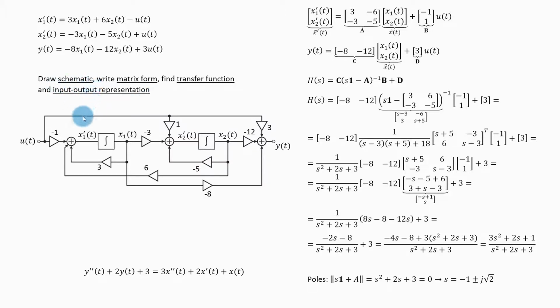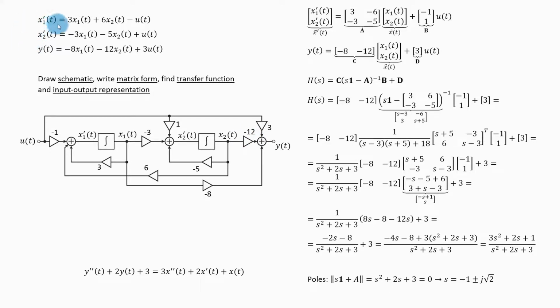When I draw the schematic, I will start by drawing the relationship between the derivative of the state variables and the state variables themselves. So this is the derivative of the first state variable. When I integrate it, I will get the first state variable itself. This is the derivative of the second state variable. When I integrate it, I get the second state variable itself. The rest will come from these equations.